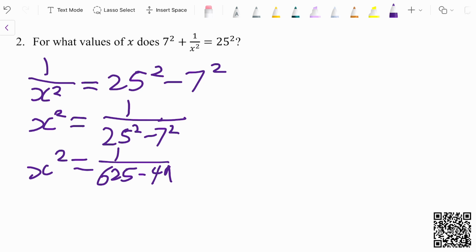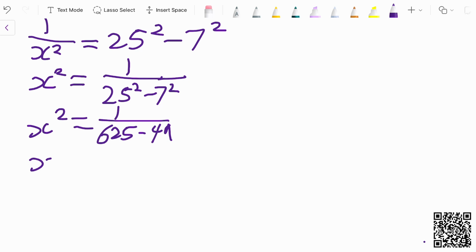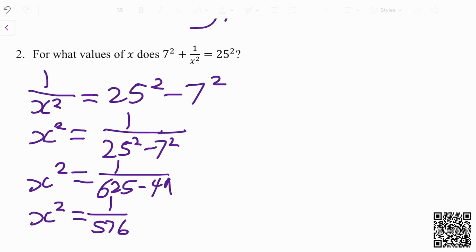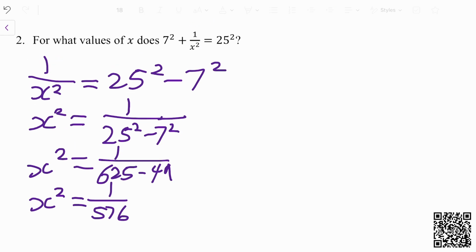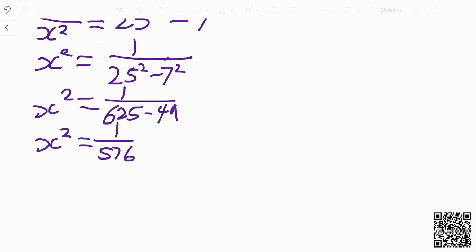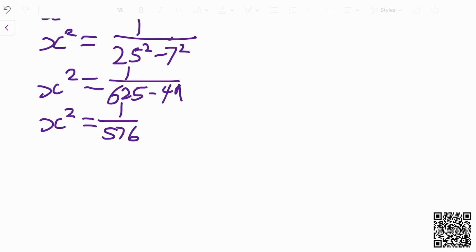And 625 minus 49 is 576. X squared is equivalent to 1 over 576. And here is a little thing to watch out for, because when we're solving for x, since it is x squared, it is possible for it to be a negative number as well. You can kind of see in the question, I foreshadowed it with "for what values." So yeah, you gotta watch out for that.